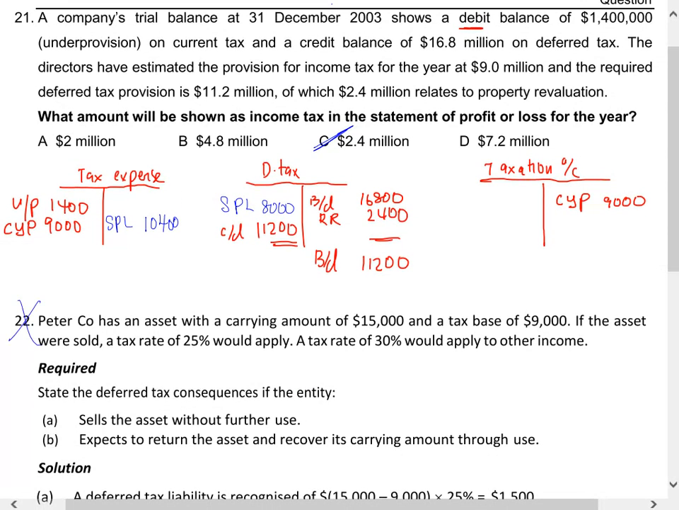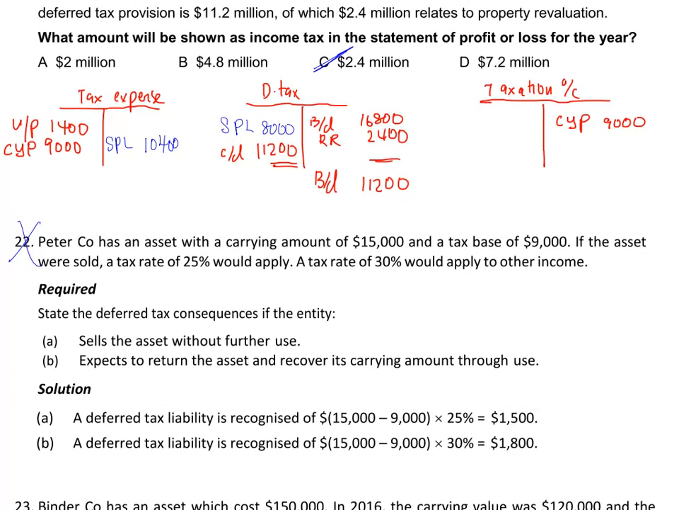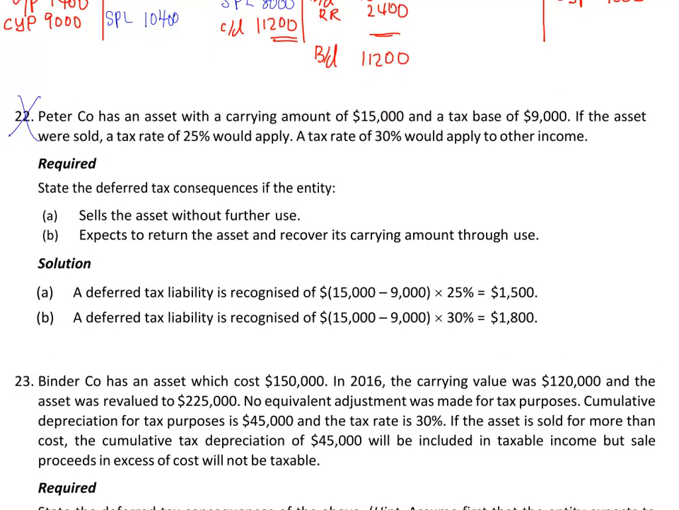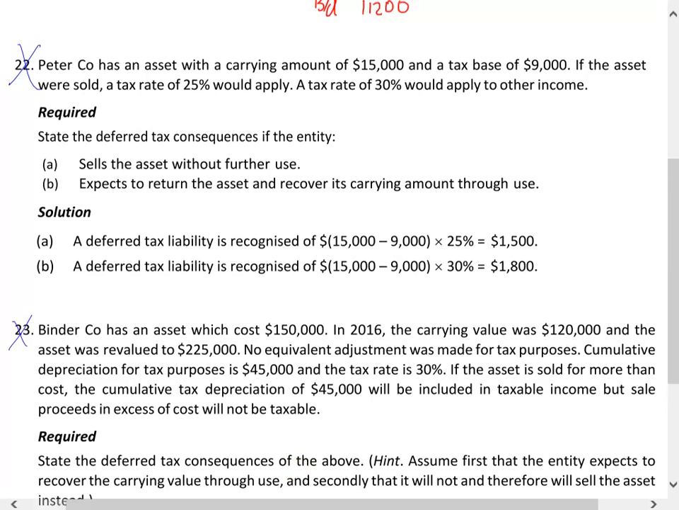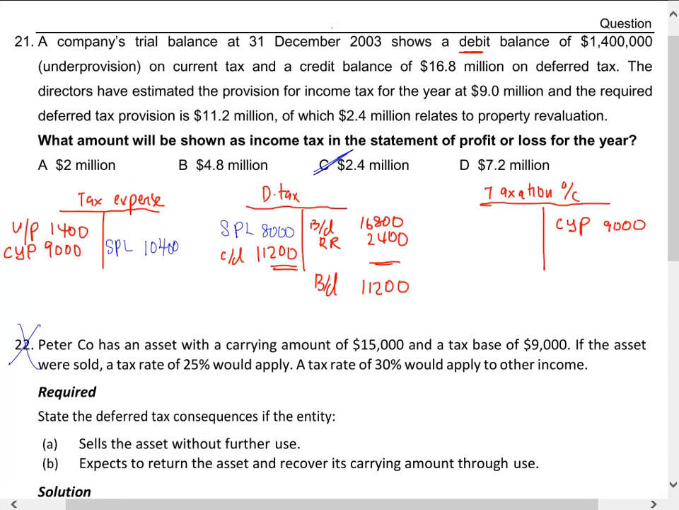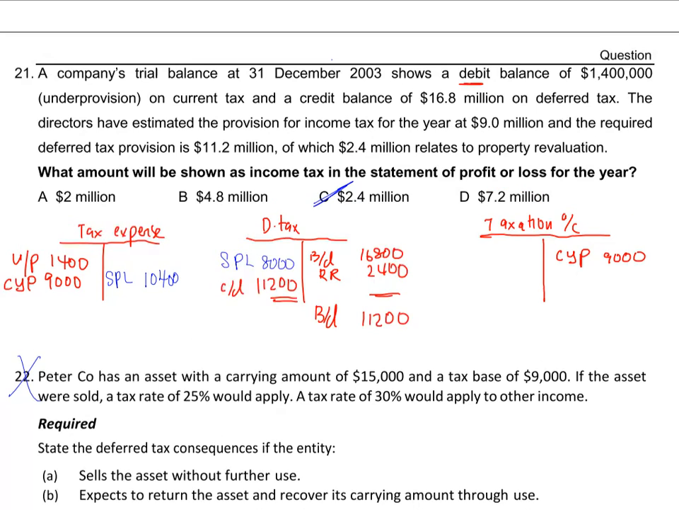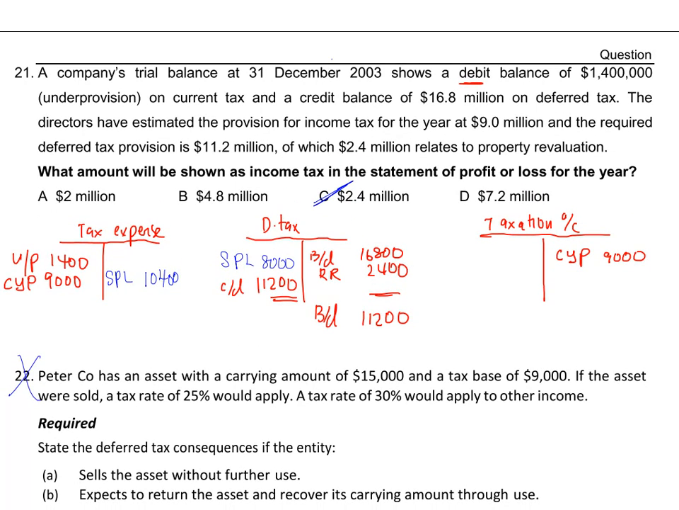Number 22, no need to do because we already discussed it just now on the RPGT. Same thing for number 23. Last time I actually went through it, but I don't want to waste time on this, it's not applicable here, and I'm not going to ask on this. Okay, so that's how you apply it on revaluation.